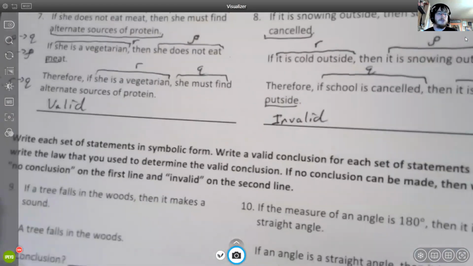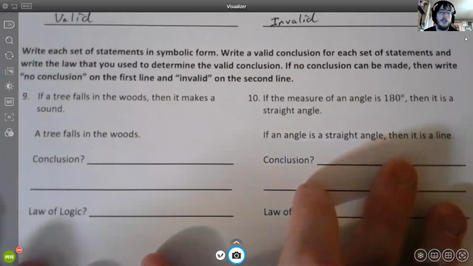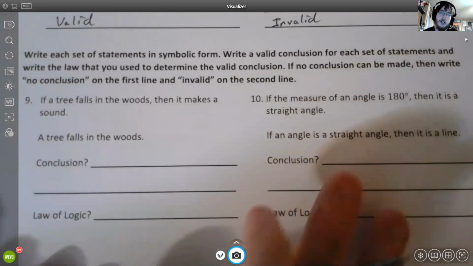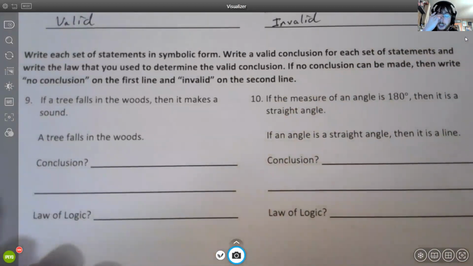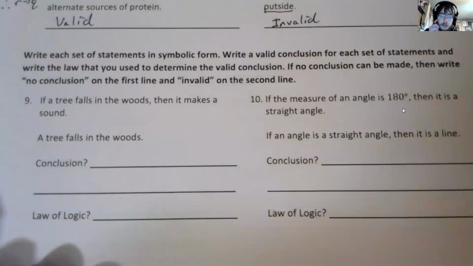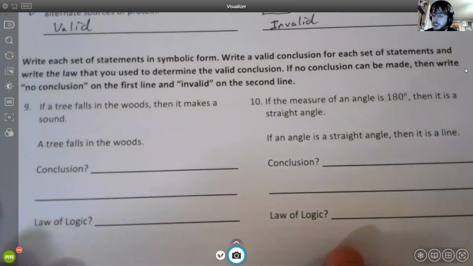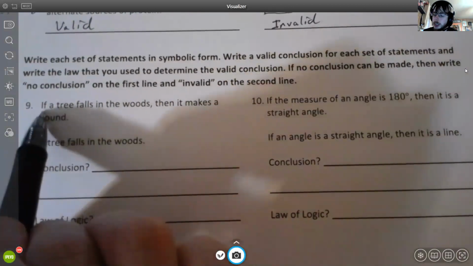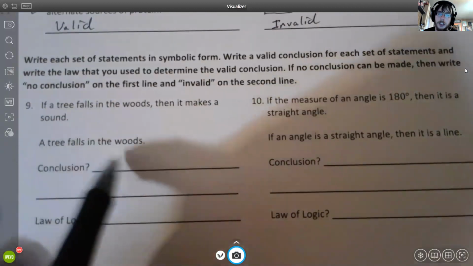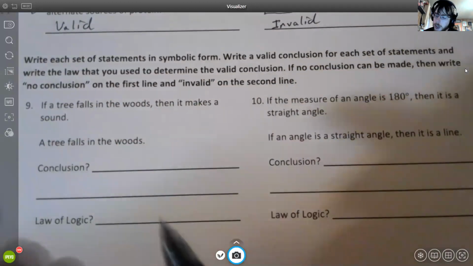And our last two problems here, it wants us to determine if there is a valid conclusion, and if so, to write the correct law of logic. So the easiest way to do this is to do the symbolic form, and then if it is valid, translate it back into English sentences. So it says on number 9, if a tree falls in the woods, then it makes a sound. A tree falls in the woods. So what is the conclusion?